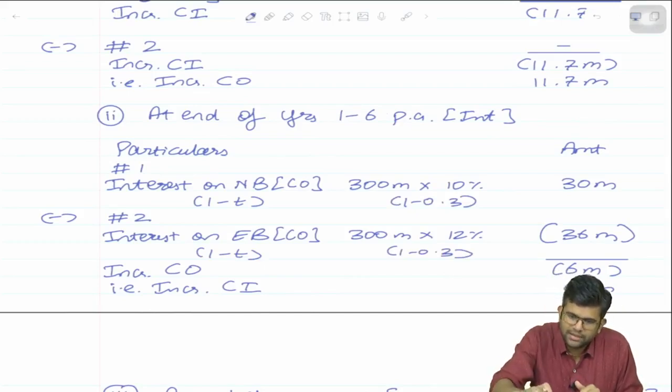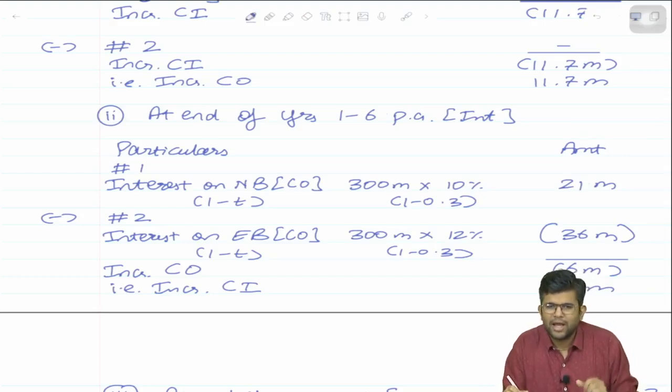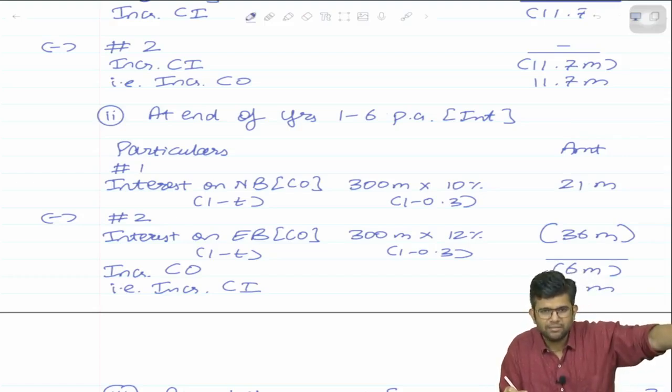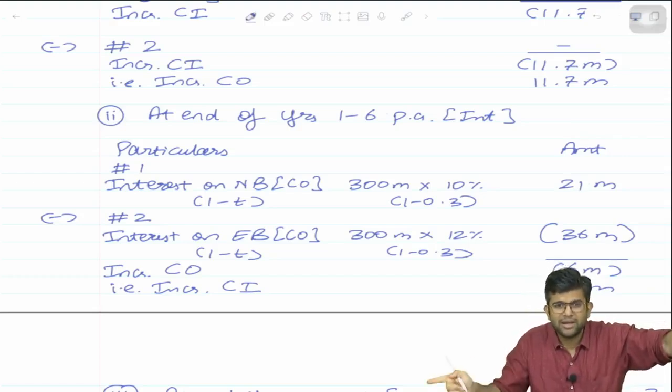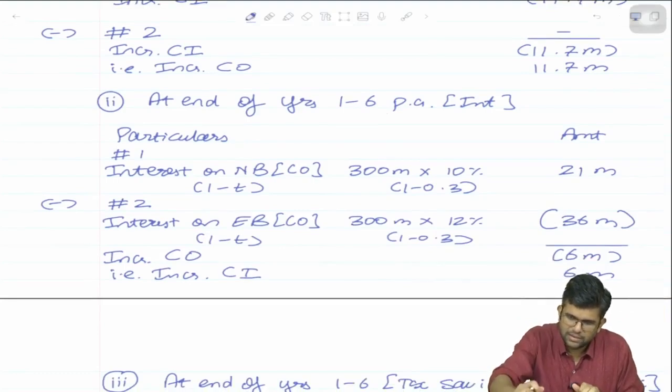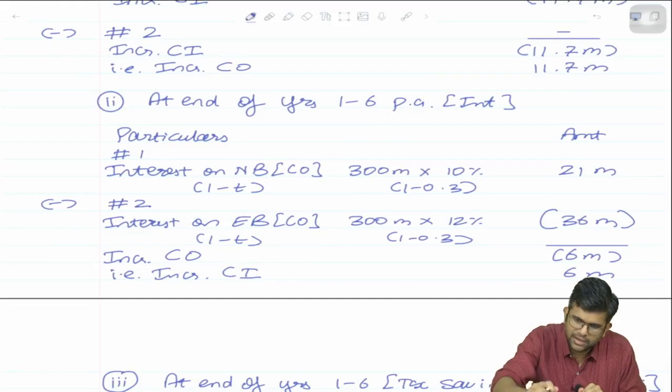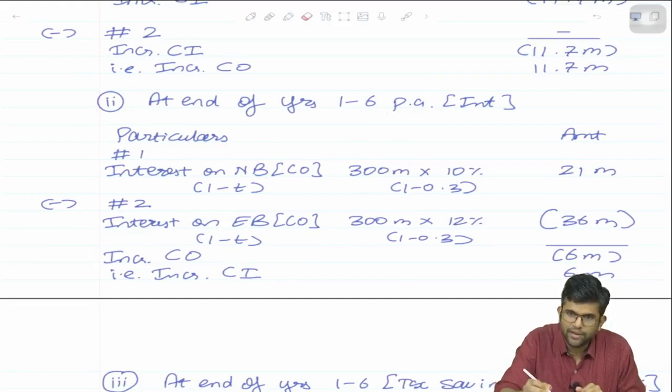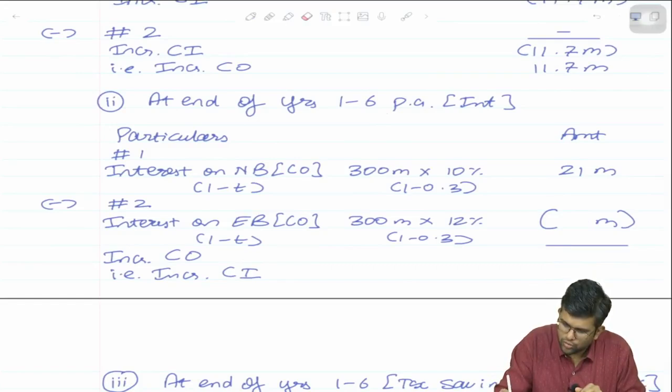So basically 30 minus 30% comes to 21. 21 means what? I am spending 30 million interest, but on that 30 million I am saving 9 million on tax, 30% of 30 million. 21 million is my net of tax interest. And this 36 minus 30% is 25.2, so the saving is 4.2.